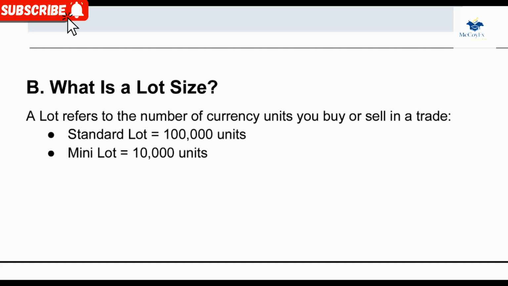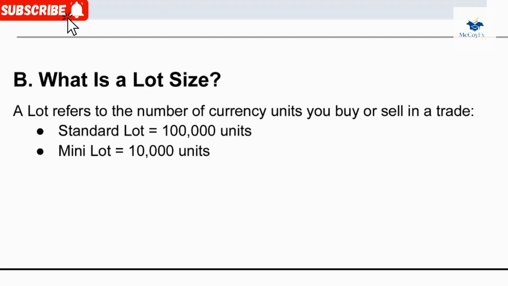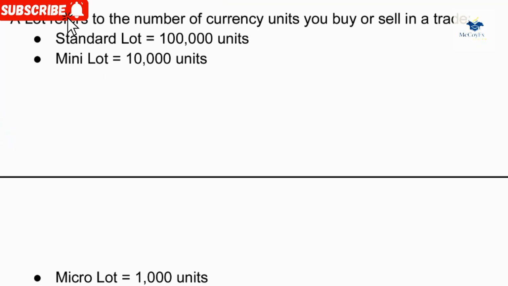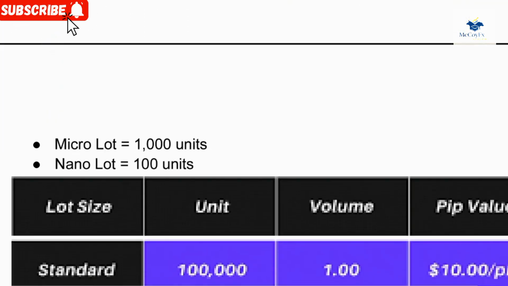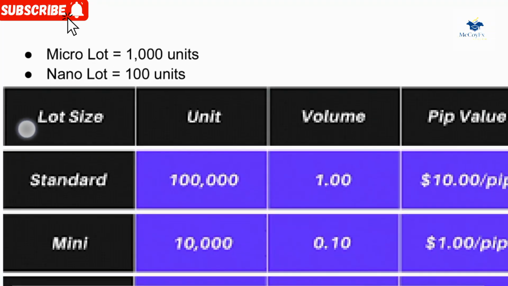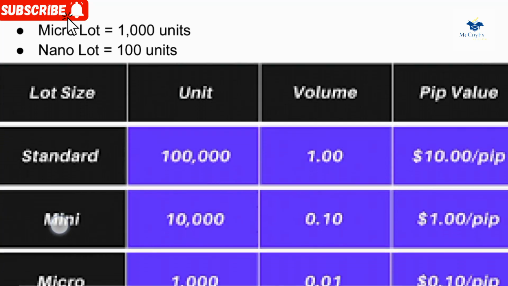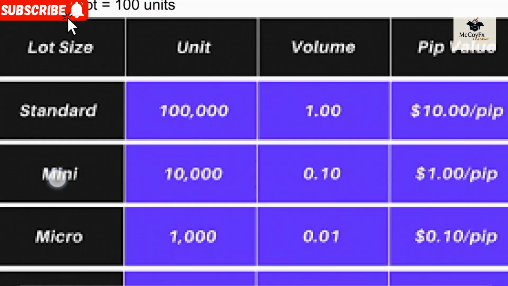A lot size refers to the number of currency units you buy or sell in a trade. We have the standard lot, which is equal to 100,000 units. We have the mini lot, which is equal to 10,000 units. We have the micro lot, which is equal to 1,000 units. And we have the nano lot, which is equal to 100 units. Let's come to the diagram here.